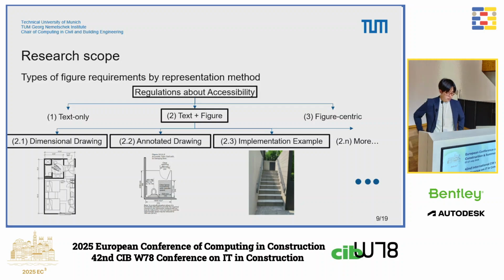So we narrowed down our research focus to accessibility rules and chose to work with the text and figure pair cases to understand how visual information contributes to rule derivation. Among the many figure types in regulations, we selected these three representative categories to evaluate their individual impacts.